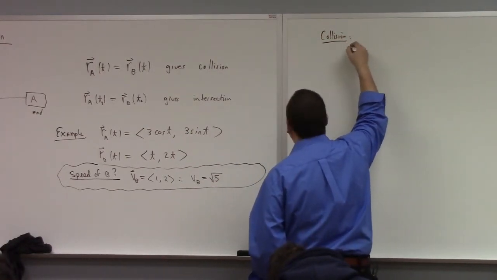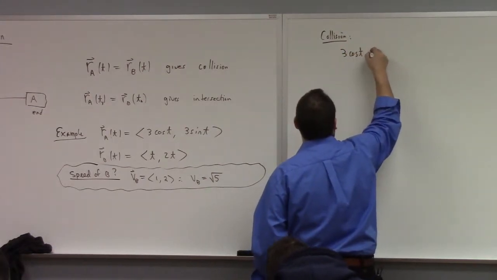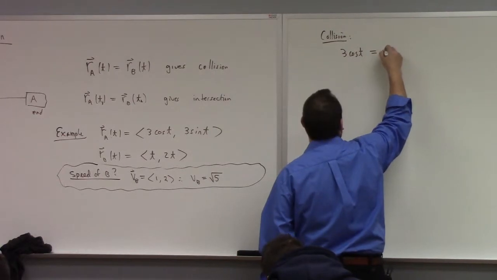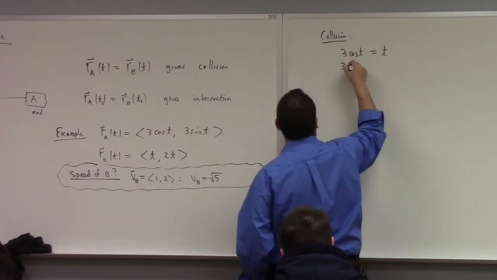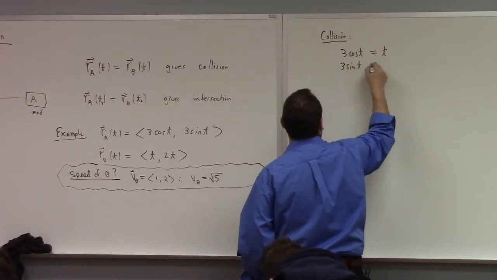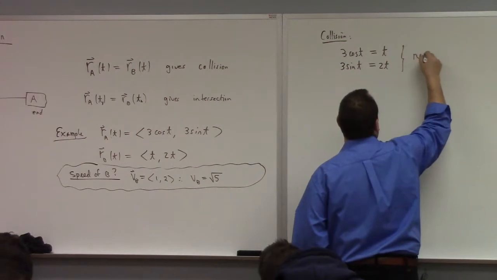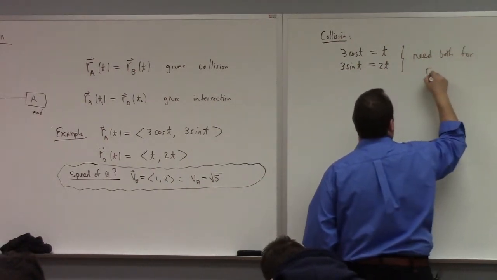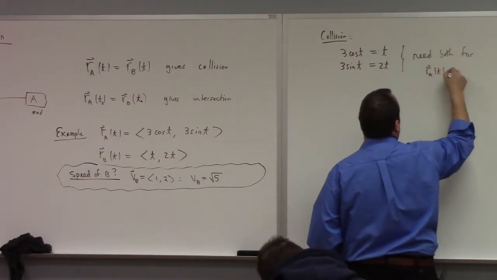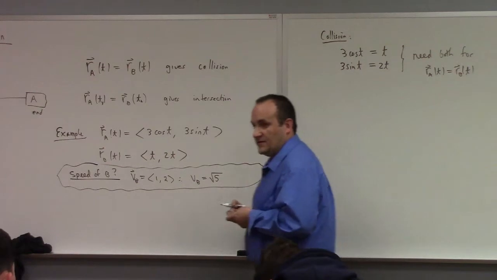All right. Let's see here. So we're looking for 3 cosine t equal to t and 3 sine t equal to 2t. We need both, right? For the position of car A to be equal to the position of car B at a particular time t.